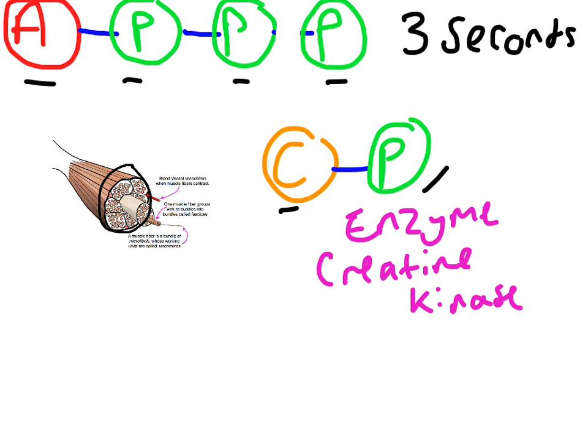Now what this does is we have an enzyme called creatine kinase, and that's going to break down this bond here. Okay, so we'll break down that bond, and when that bond breaks, it is used to resynthesize the bond between the last P on the ATP. Okay, so when this creatine phosphate breaks down, it resynthesizes ATP to produce more energy.